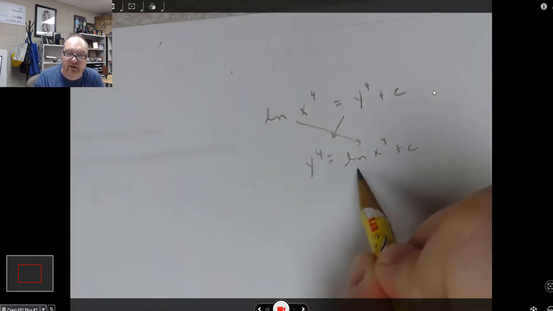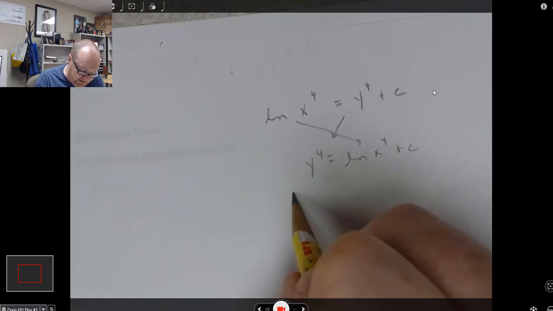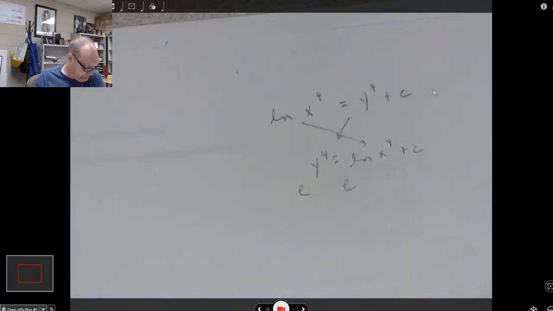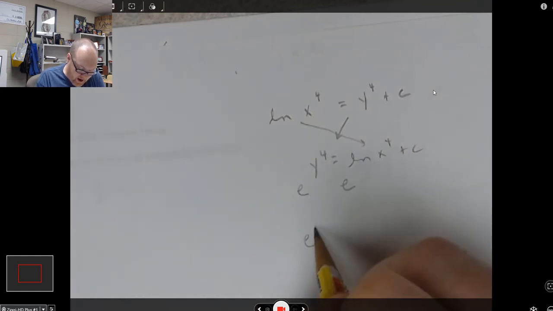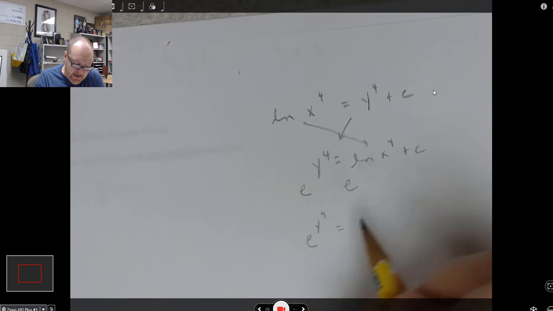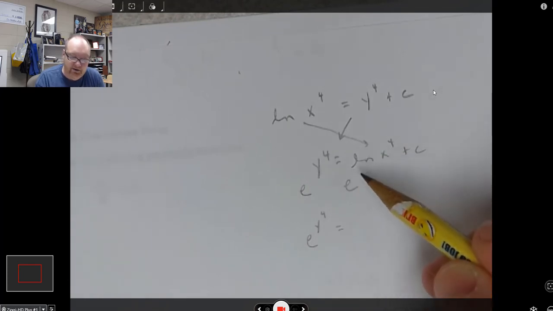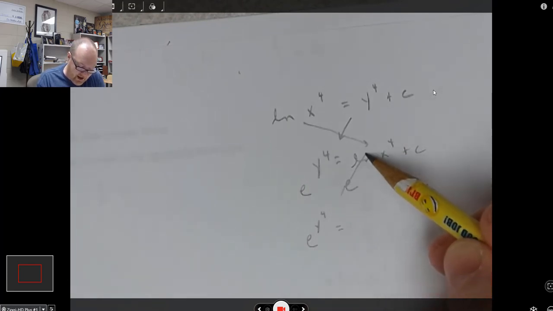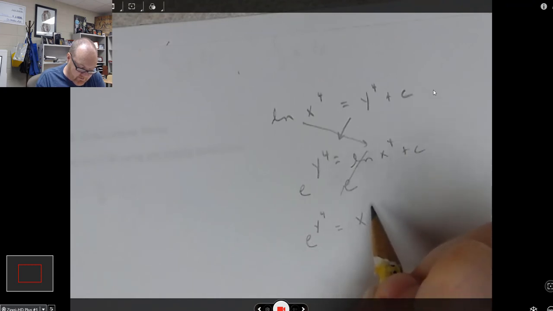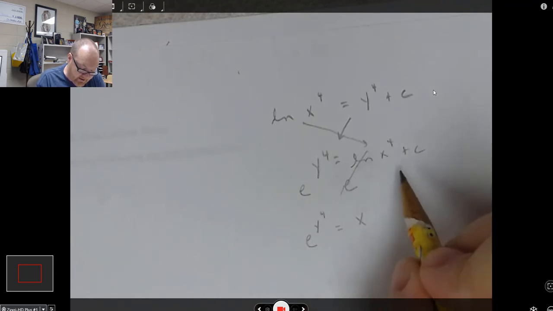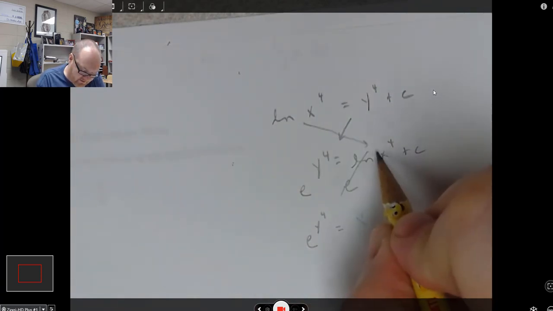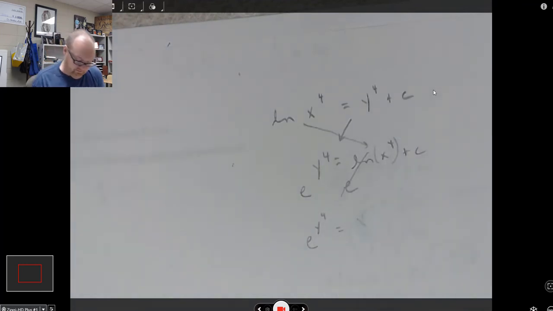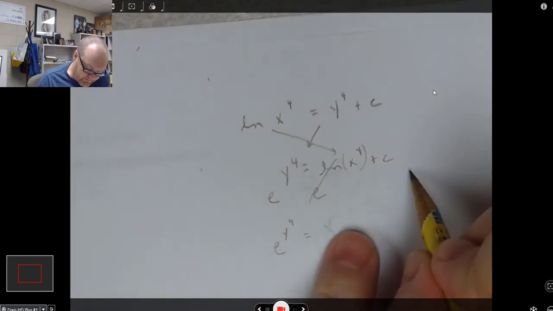If I want to get rid of this logarithm, what I can do is exponentiate both sides. So I have e to the y to the fourth power. And then from your work in calculus, you should remember that e and natural log cancel each other out. Well, let me back up. They do cancel themselves out, but I'm not so sure about this plus c business in here, because that's not in the logarithm, is it? So let me pull one other little trick.